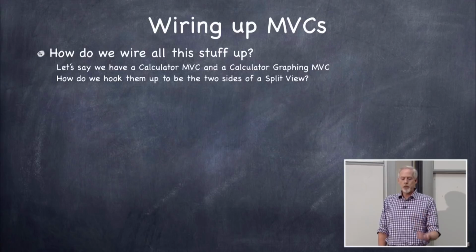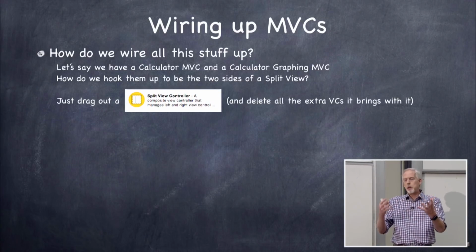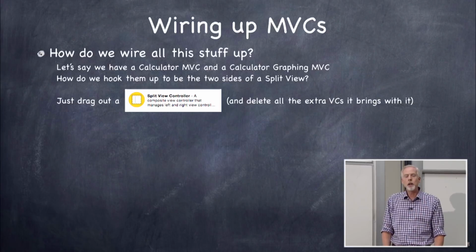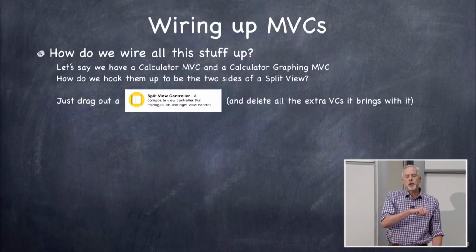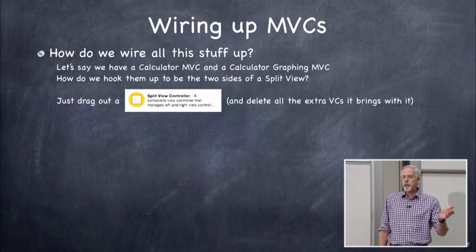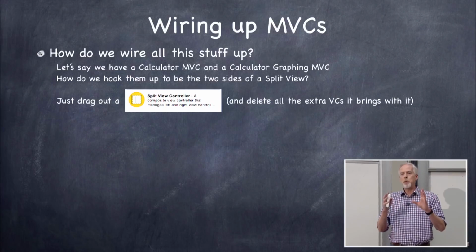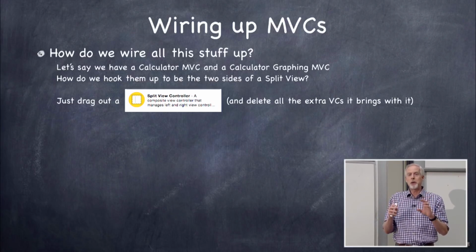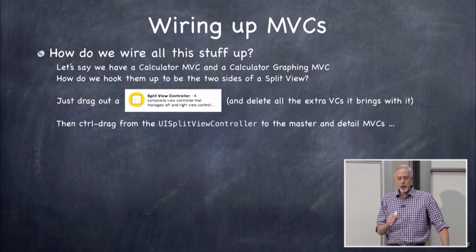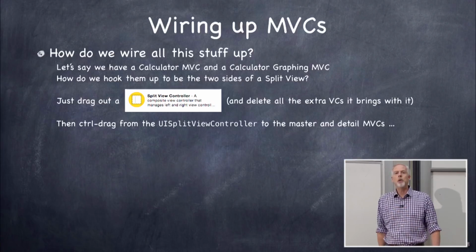So let's look at the example of a split view controller, okay? If I wanted to have a couple of MVCs and set them as the master and the detail in a split view controller, I would just drag out a split view controller from the same place I get a button or something. It'll come with a bunch of extra VCs, by the way, view controllers, that it comes with for fun or for free. I'm not sure why it does it. We almost always just delete them. And then we control drag from the split view controller to our master, and we control drag to our detail.